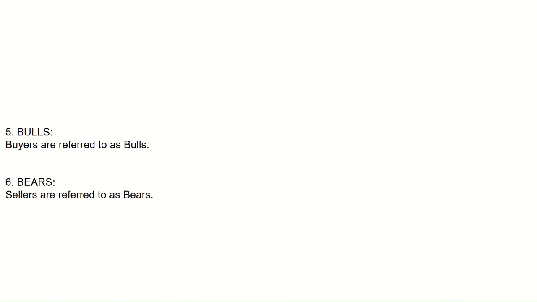So the fifth one is bulls. The bulls are the buyers. They are referred to as the bulls. And the next one is the bears. You should know now, the bears are the sellers. So in a bullish market, it means it is the bulls that are pushing the market, so they are buying the market at that time. And when your market is bearish, it means there is a presence of bears, people who are selling the market at that particular time.